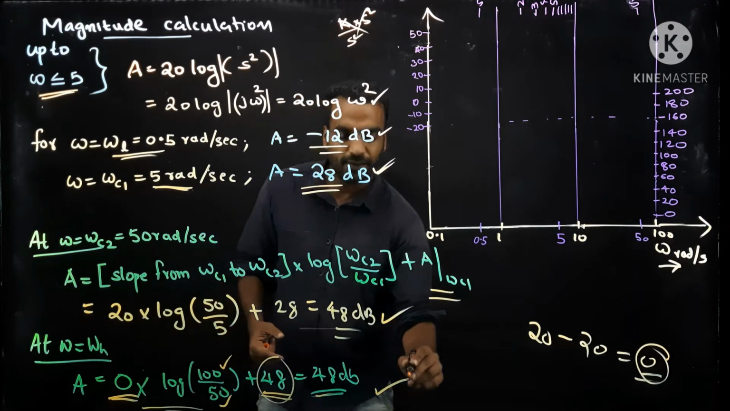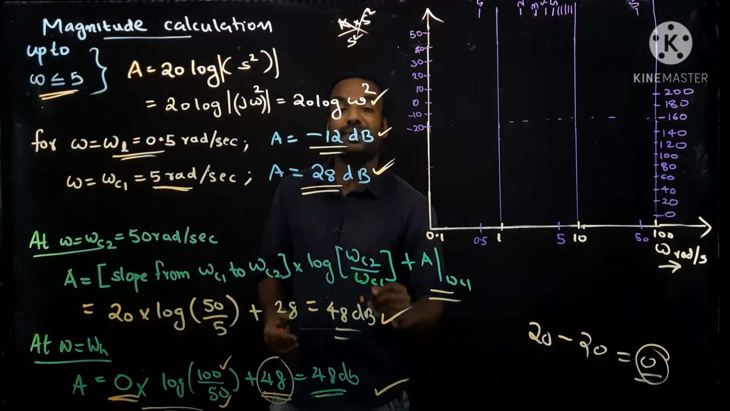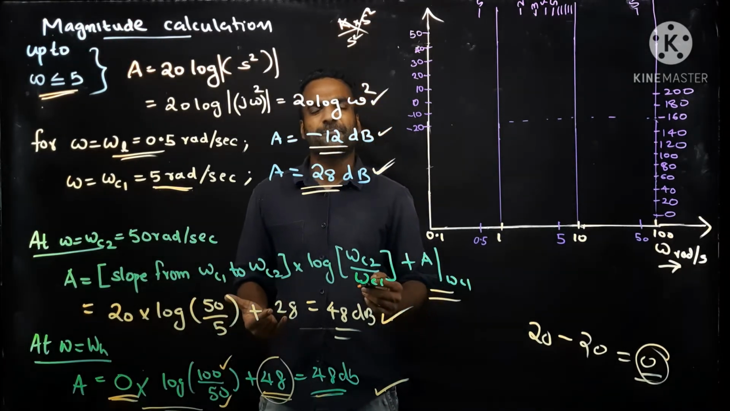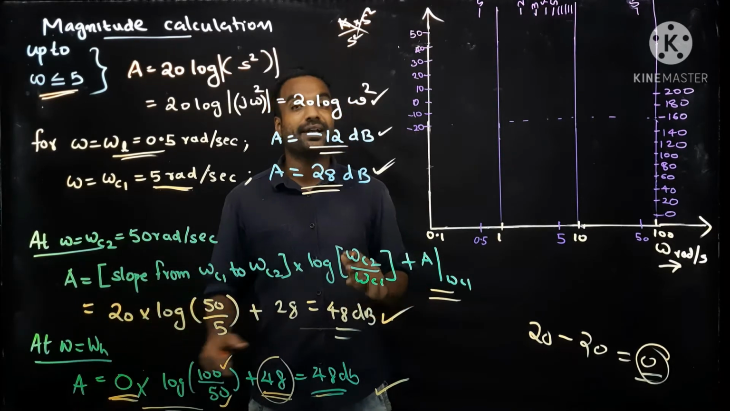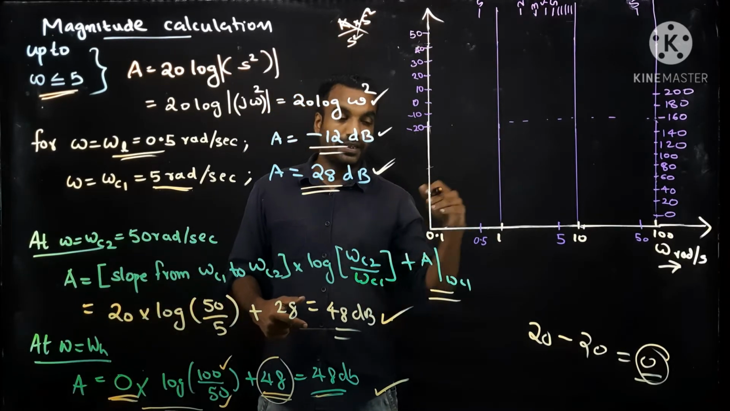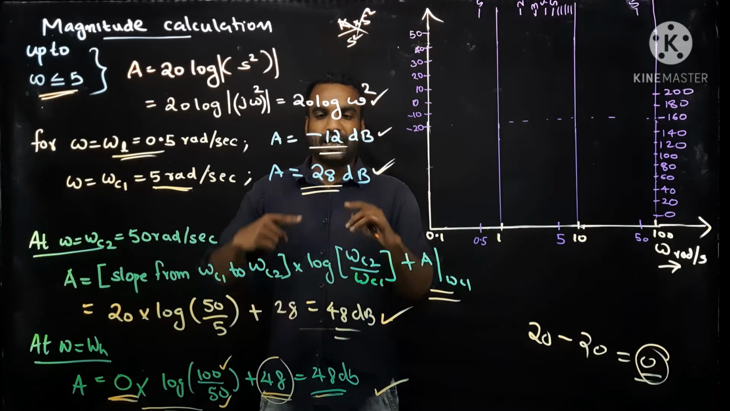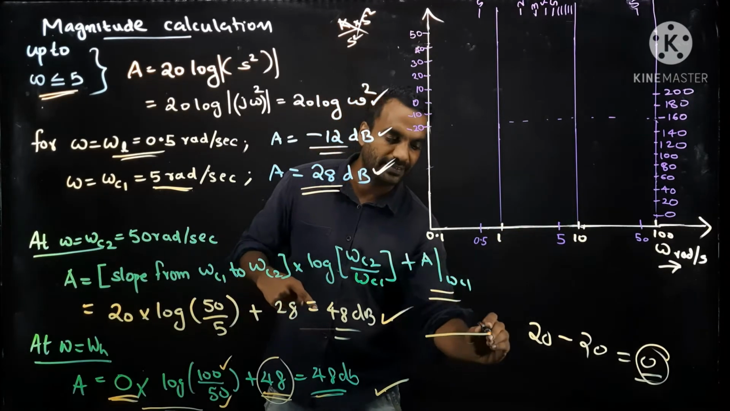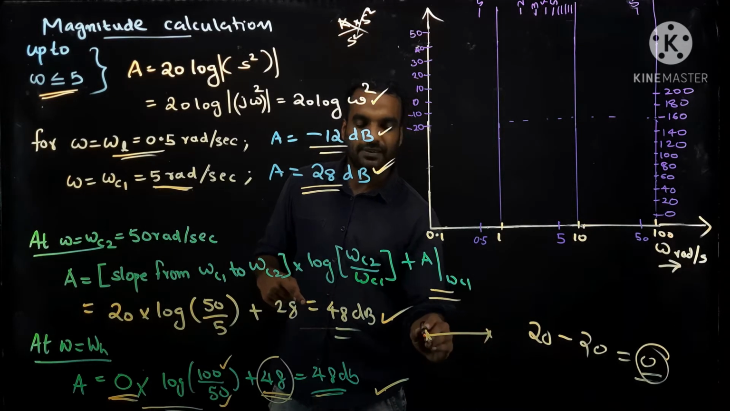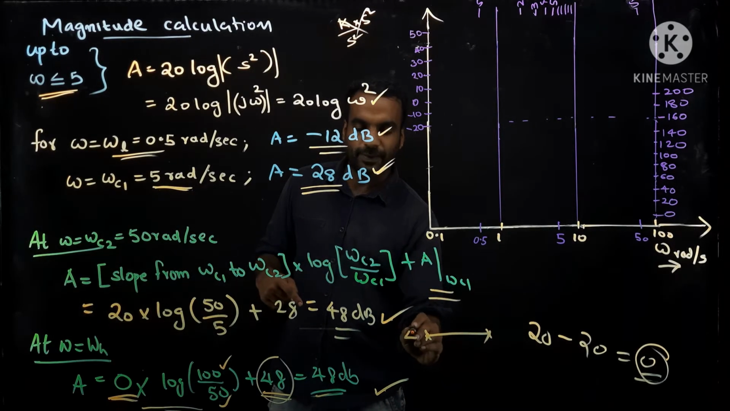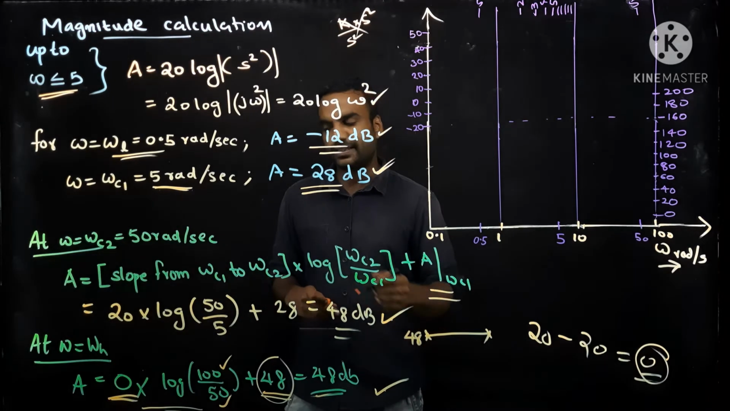Please check, this gain and this gain are the same. Why? Because the slope from omega C2 to omega h is 0 in our table. As the slope is 0, the gain will be a straight line. So at both these points, the value of gain will be 48 dB. That is the logic.